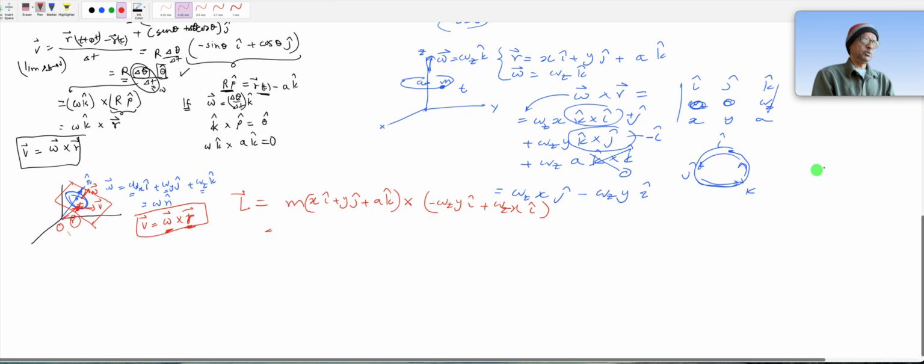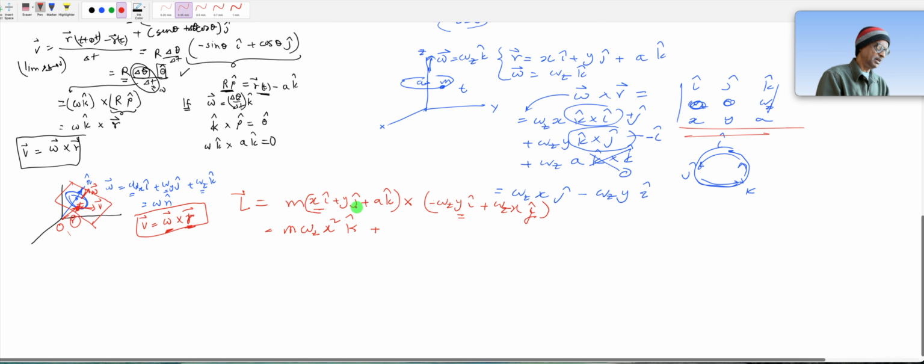Again, you could do it using the determinant way, or you can just expand it. Take one of these and go through this. This one must be j hat. So if I go this one with this one, I'm going to get i hat cross i hat, which is 0. i hat cross j hat is going to give k hat. So m omega z x square k hat.